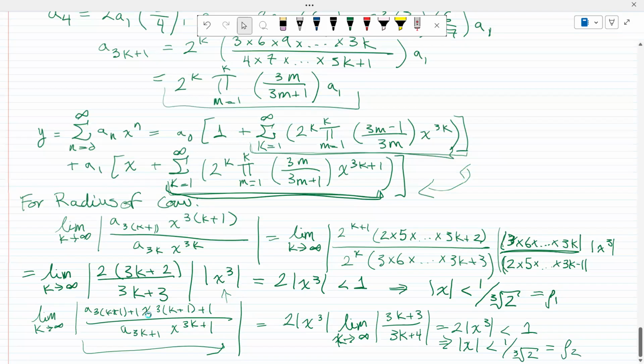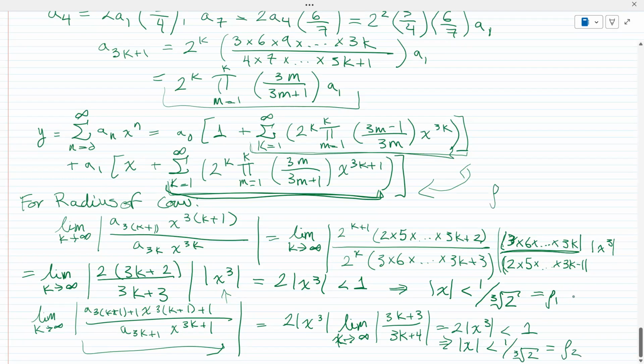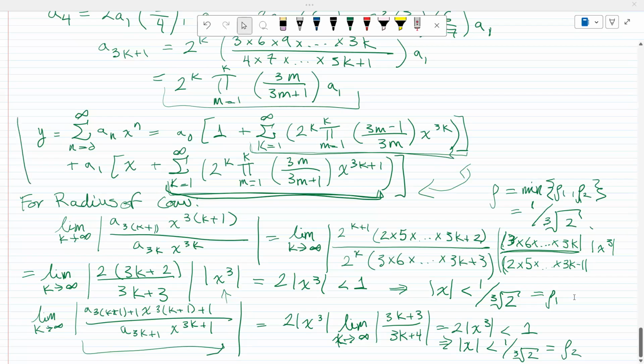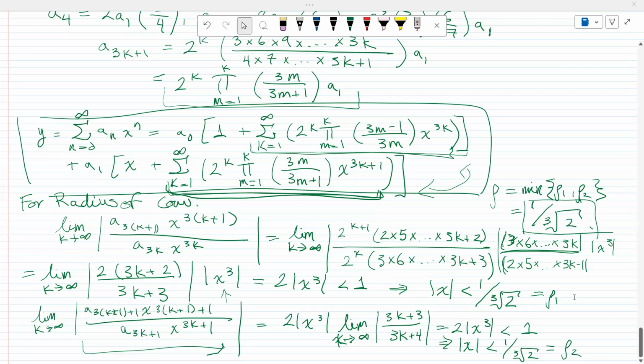So, in this scenario, we take our radius of convergence to just be rho equal to the minimum between rho 1 and rho 2, which in this case are luckily equivalent. So we can just do 1 over the cube root of 2. And all of this together is our final answer.